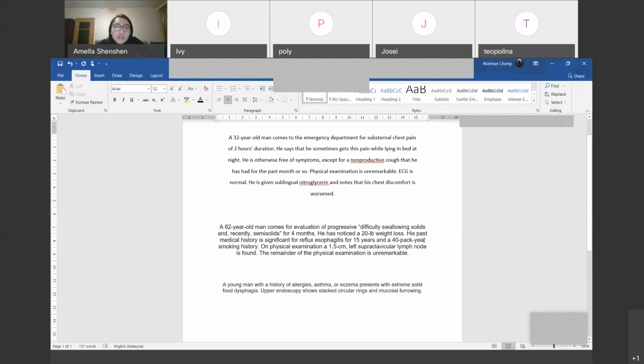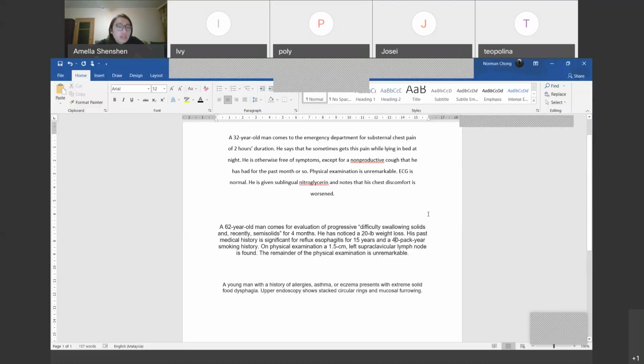His past medical history is significant for reflux esophagitis for 15 years and a 40 pack year smoking history. On physical examination, a 1.5 centimeter left supraclavicular lymph node is found. The remainder of the physical examination is unremarkable.